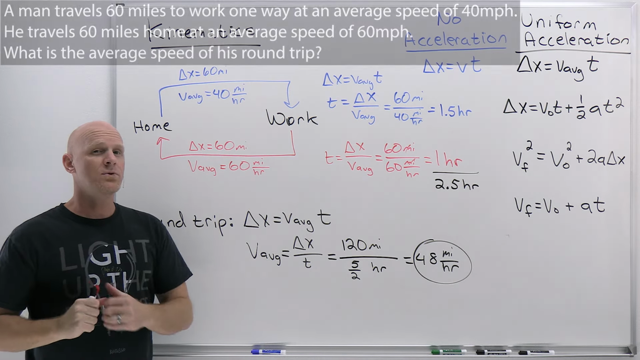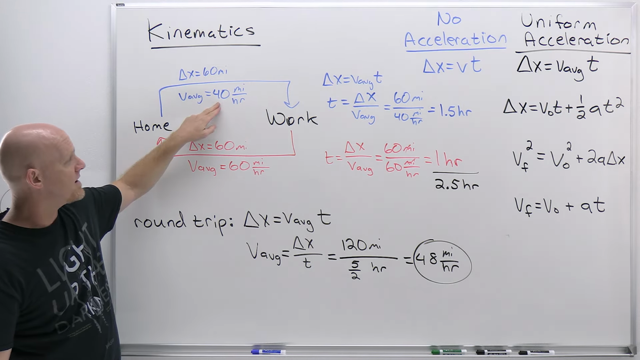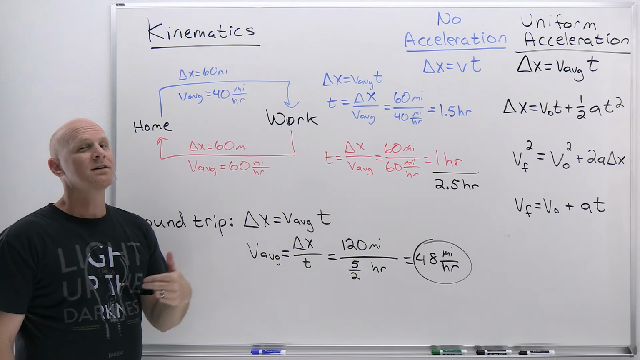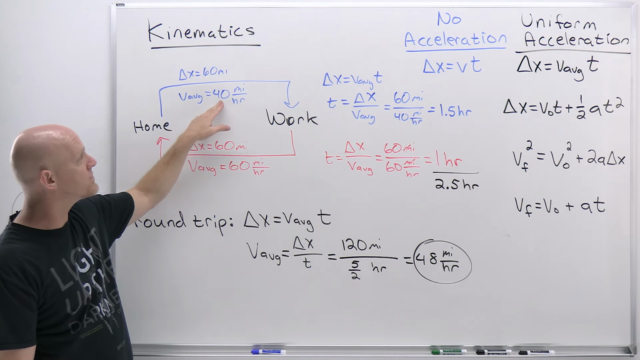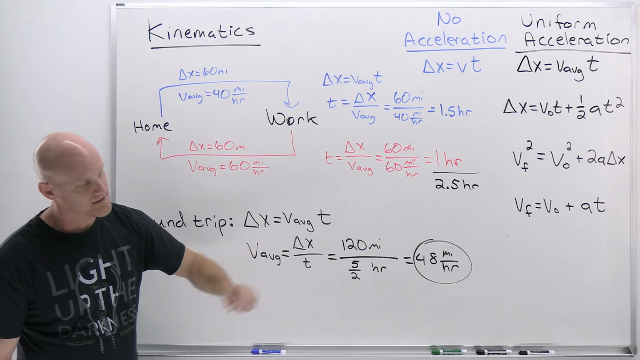Cool, and as we pointed out before, because he spends more time at 40 miles per hour than he does at 60 miles per hour, the overall average velocity for the entire round trip should come out closer to 40 than it does to 60, and indeed that's true.